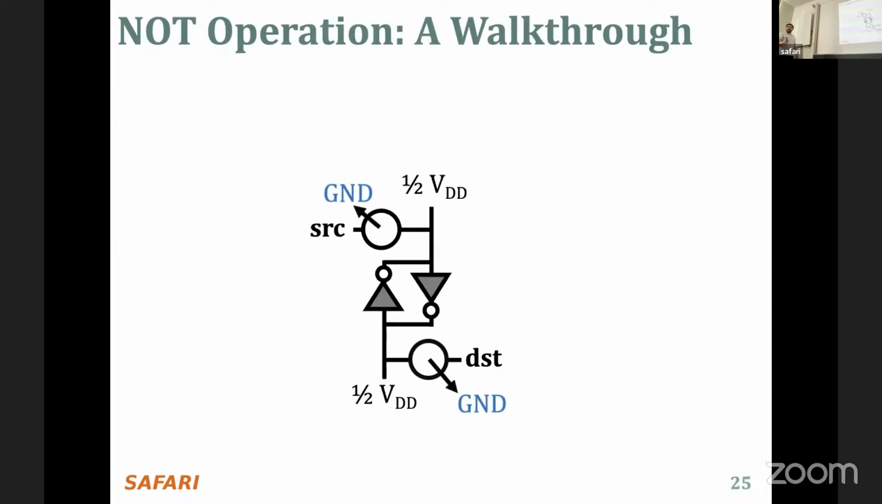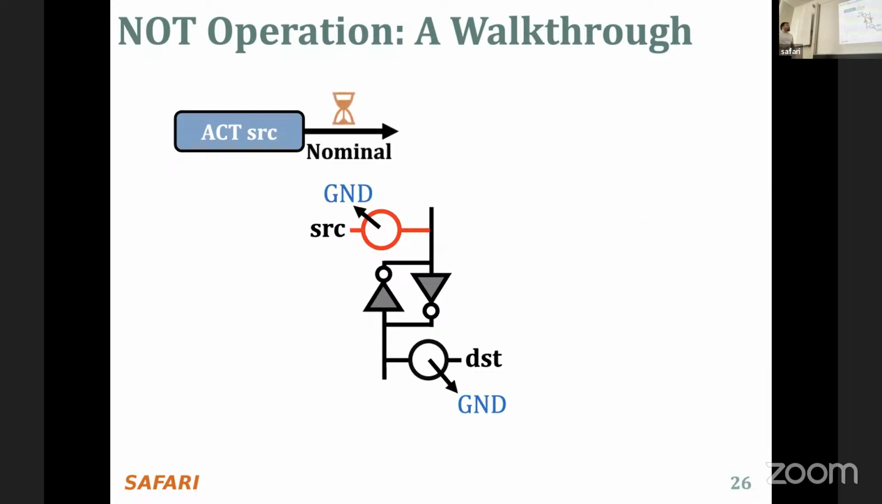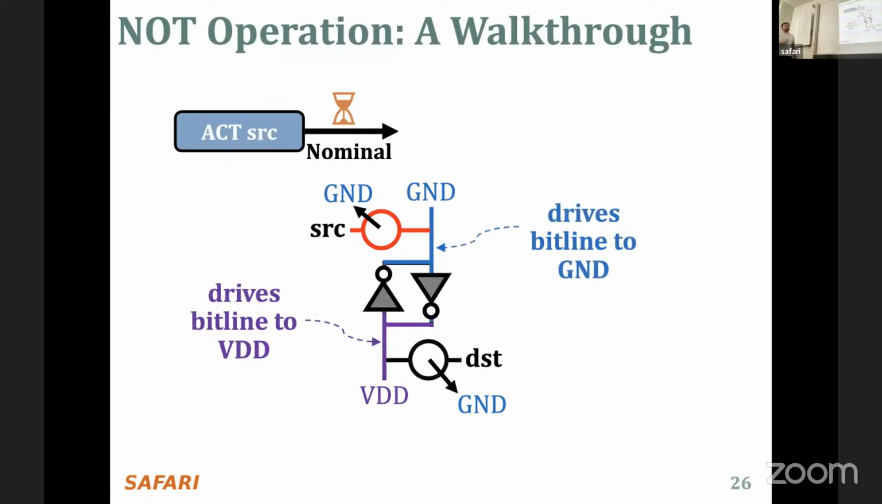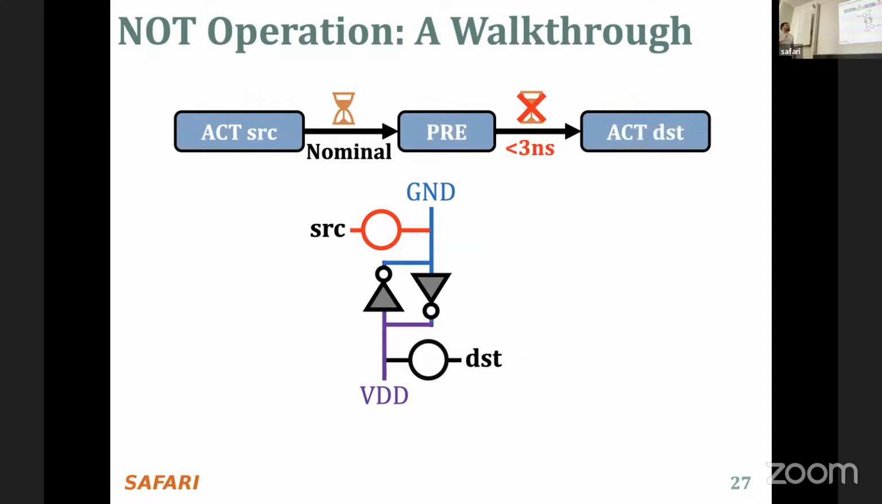So here, again, we have source and destination. They both store ground value, and bit lines are precharged to VDD over 2. We issue activate source, which will connect the source to the bit line, and we wait a nominal timing parameter. What happens is it will drive the bit line to ground, and then it will drive the negated value to the destination's bit line, which is VDD. And then we will issue a back-to-back precharge and activation operation. Activate destination, which is greatly violating the timing, lower than 3 nanoseconds.